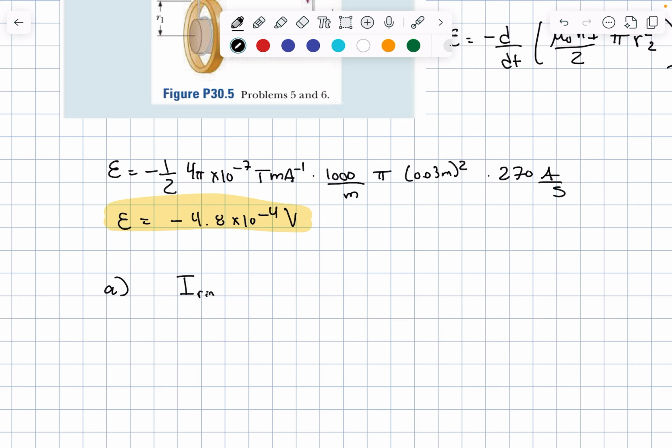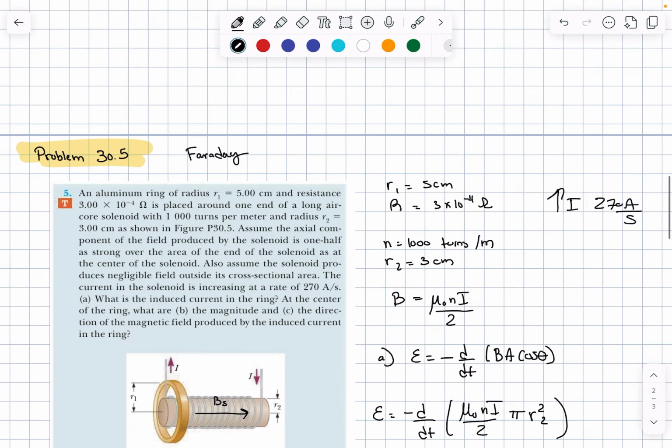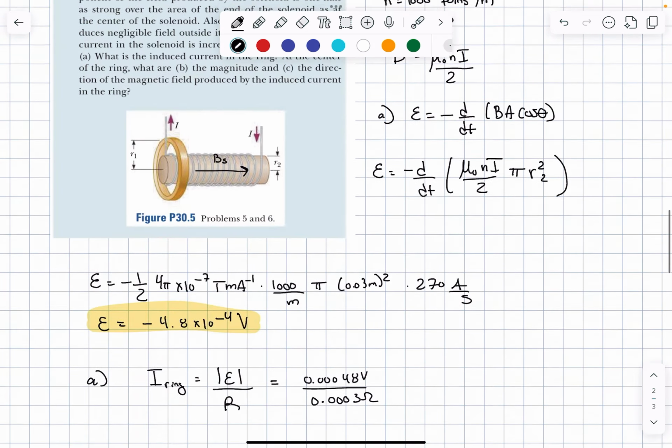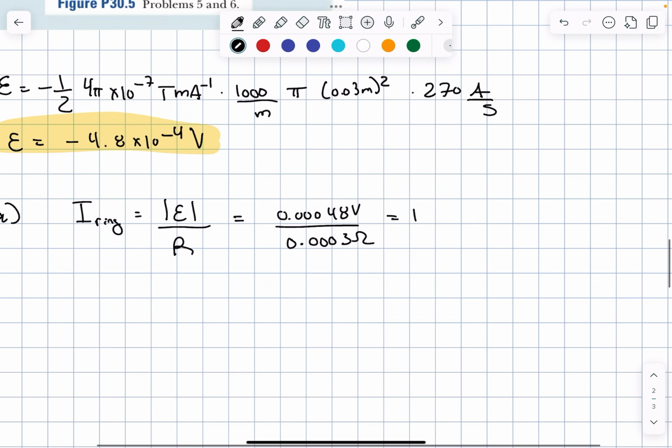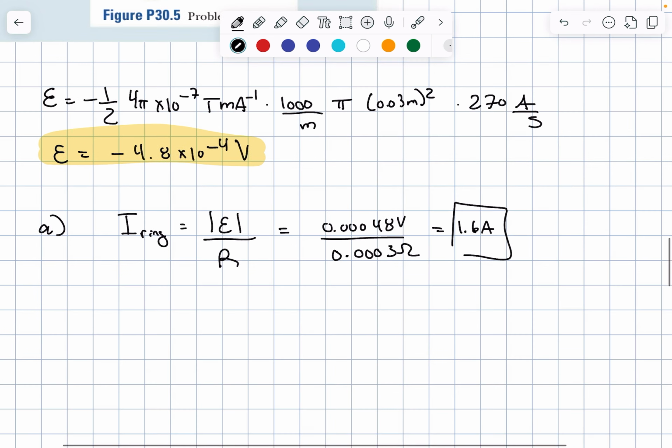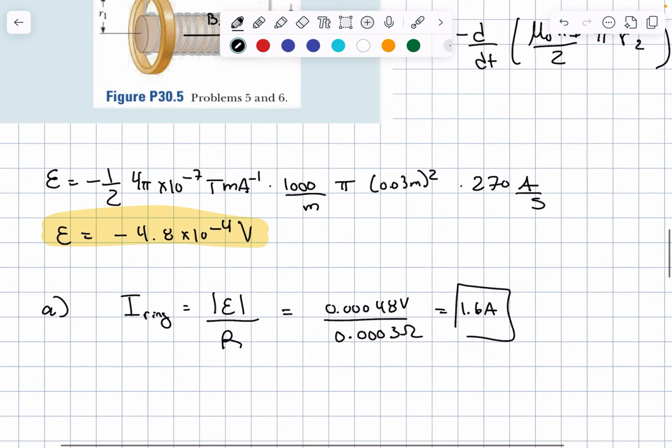Current in the ring is equal to magnitude of E divided by R, the resistance. So this is Ohm's law, and then we just get 0.00048 volts divided by, and then, well, what's the resistance? And that comes from all the way up here, where we're told what it is. Plug those in, and we get 1.6 amps. Okay, so that is the current going through the ring. Now, where is it going? Could be the next question we ask ourselves, right?